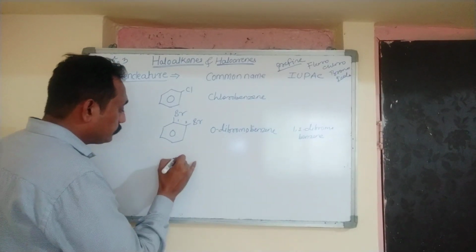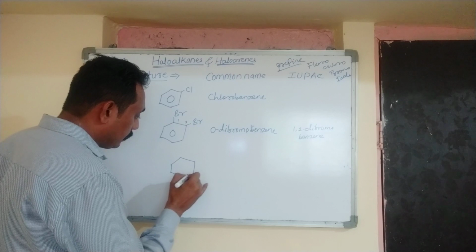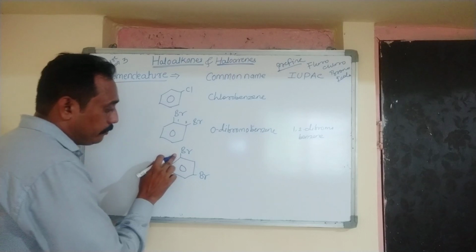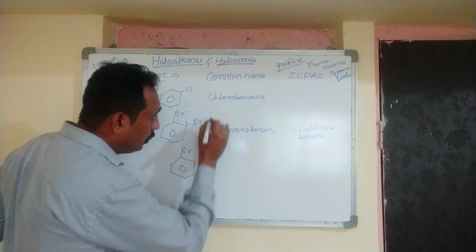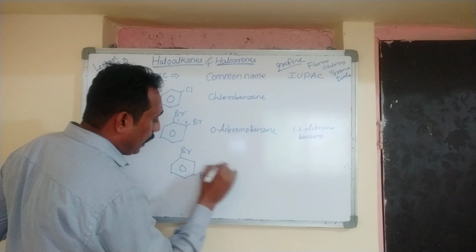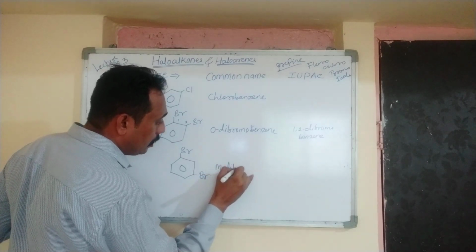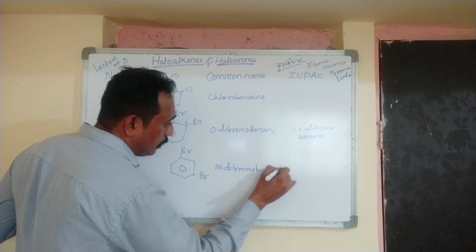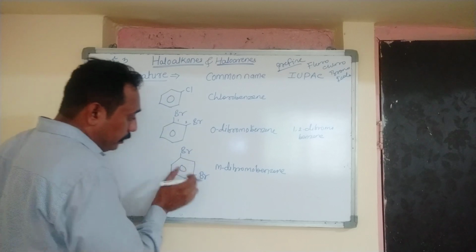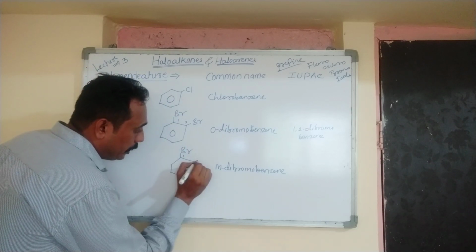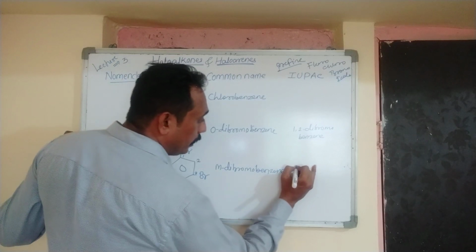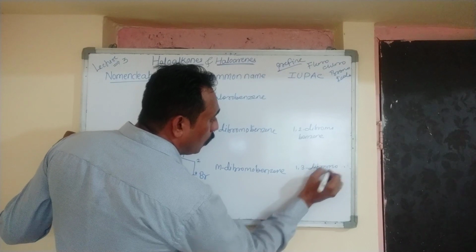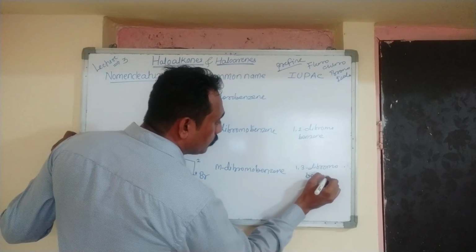Next example, if bromine groups are present at the first and third position, then we name it in the common system meta. 2 bromine, that's why dibromobenzene, meta dibromobenzene. But in the IUPAC system we have to number it 1, 2 and 3. So we have to write here 1,3-dibromobenzene. Right?